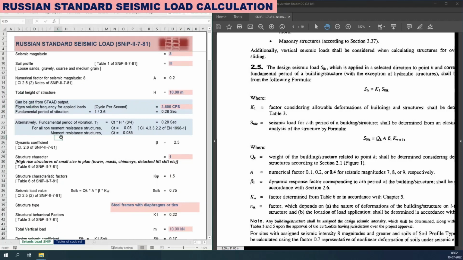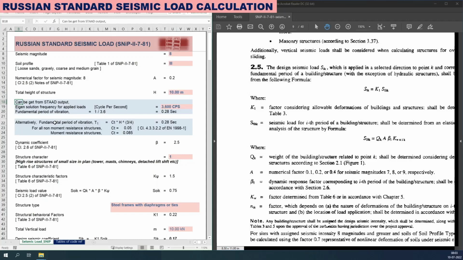The next one is we need to find out the fundamental period of vibration T1. For that there are two methods I am showing here. One is we need to develop a model in STAAD.Pro or any structural software, and run an analysis using other codes like UBC, European standard, Indian standard, or whatever the requirement is, and find out the eigen solution or the frequency applied on the structure. I had done a STAAD model for that, and I found the frequency is 3.6 cycles per second. Then the fundamental period of vibration is the reciprocal of frequency, so it is 1 divided by frequency. So 1 divided by 3.6 is 0.28 second.